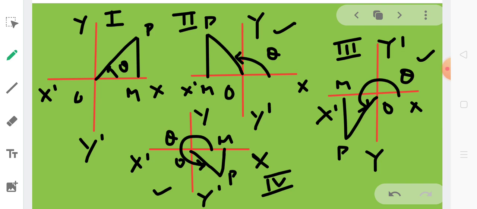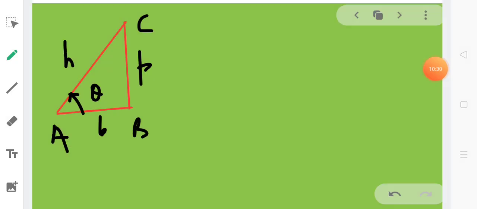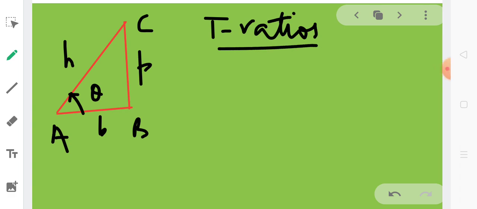Now very quickly, we have to remember the different trigonometric ratios. For this, we have to consider a right angle triangle ABC. As you can see, I have already drawn on the board. I mark the angle theta. BC is the perpendicular denoted by P, AB is the base and denoted by B, and AC is the hypotenuse that is denoted by H. Then we can obtain how many?